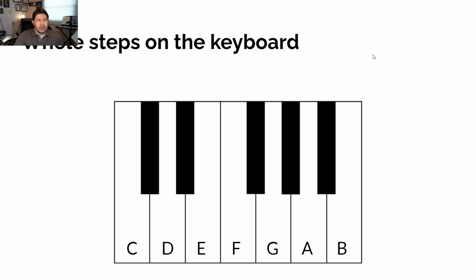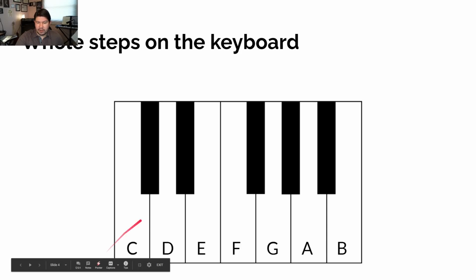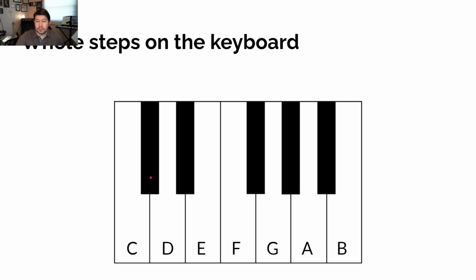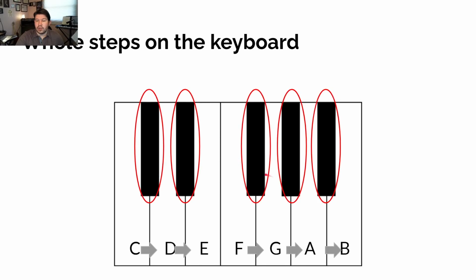So we're going to look at the whole steps on the keyboard as we had done before. Remember, whole steps are going to be when you change letters with another key in between. Let me turn on my laser pointer here. For example, you're going from C to D, and you notice that there's that black key right there. That is our whole step from C to D because there's another one, that half step, in between. So you always want to look for the half step that goes in between to create the whole step.